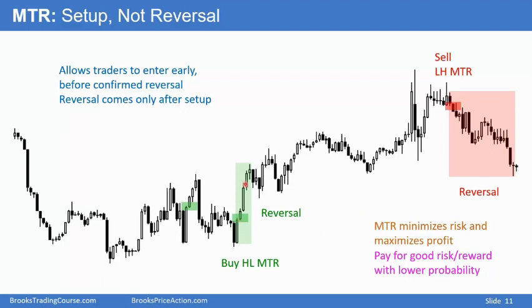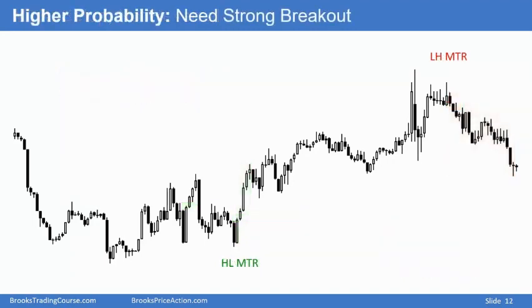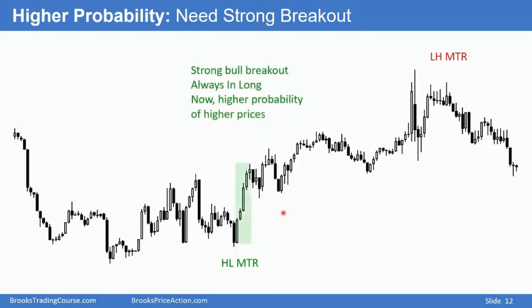You paid for the small risk, big reward with lower probability if you take the early entry. If you take the later entry, your risk reward is worse, but the probability of making money is high, 60% or higher. Higher low major trend reversal, lower high major trend reversal. Here's the reversal pattern, here's the reversal. Now we have a high probability of higher prices.